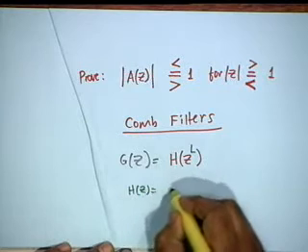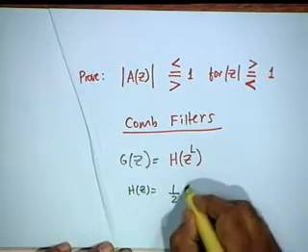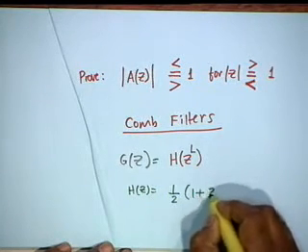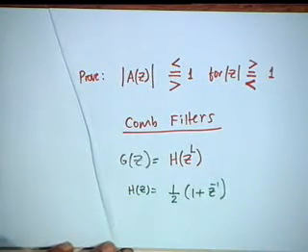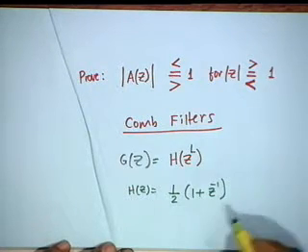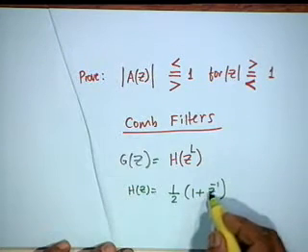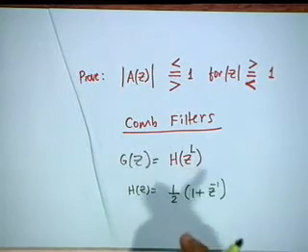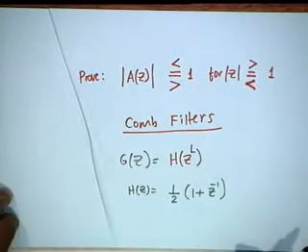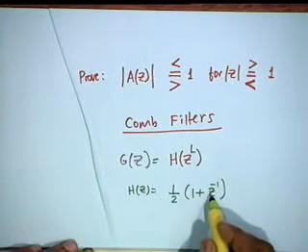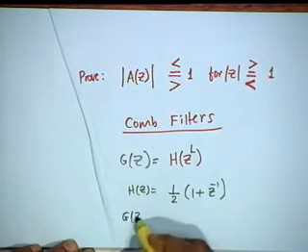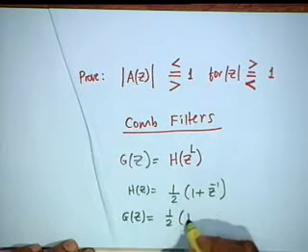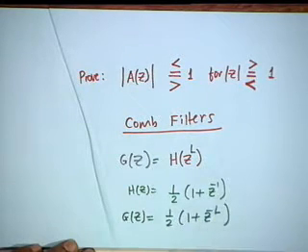I shall take only one example. H of Z equal to, let us say, half (1 plus Z inverse). What is this filter? It is a low pass filter or high pass? Low pass, because when Z is 1, it is 1, when Z is minus 1, it is 0. You must remember how to test very quickly what kind of a filter it is. Now, if I replace Z by Z to the L, then I get G of Z as equal to half (1 plus Z to the minus L).